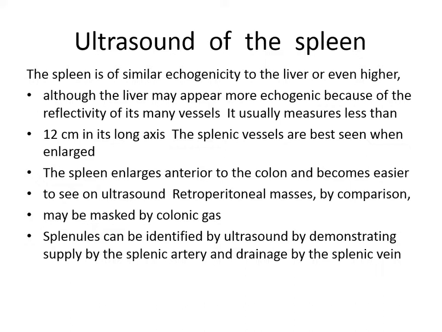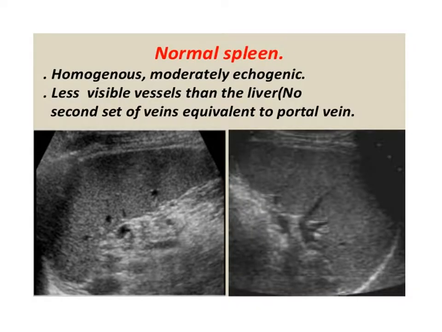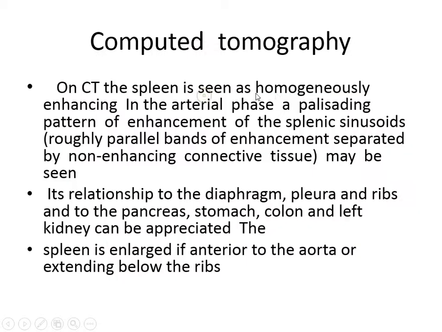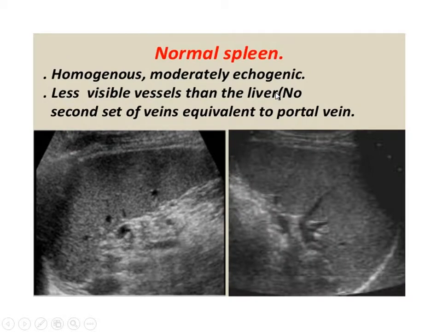Retroperitoneal masses by comparison may be masked by colonic gas. Splenomegaly can be identified by ultrasound by demonstrating supply by the splenic artery and drainage by the splenic vein. This is a normal ultrasound showing a normal spleen, homogeneous, moderately echogenic, with less visible vessels than the liver, as we said. Second set of veins equivalent to the portal vein.